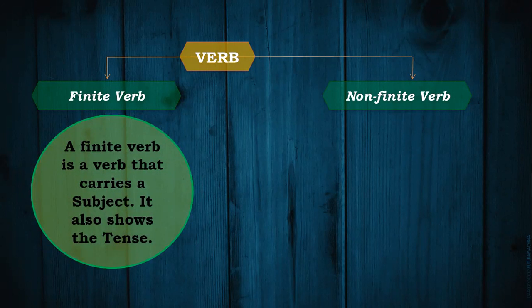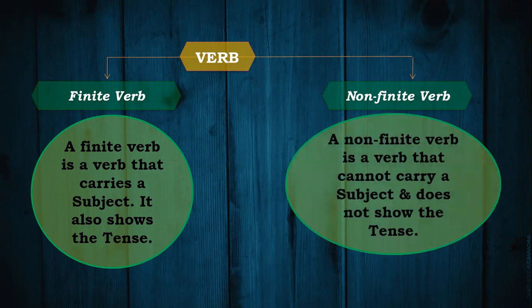A finite verb is a verb that carries a subject, which means if we have any sentence, and in that if we have any verb which has a subject before it, we consider that particular verb as a finite verb. On the other hand, a non-finite verb is a verb which does not carry a subject or it does not require a subject.